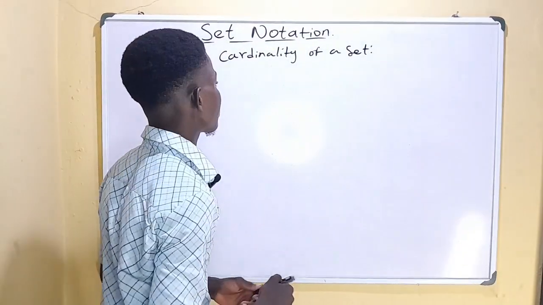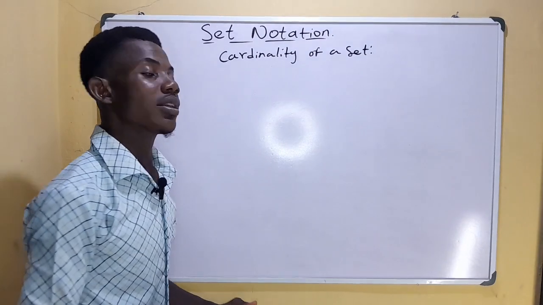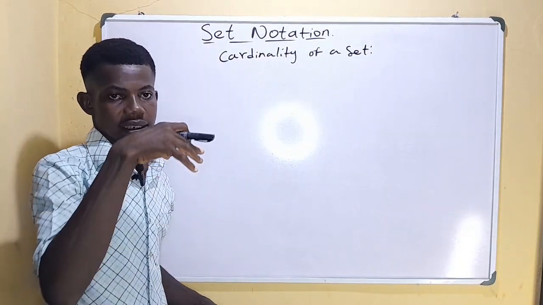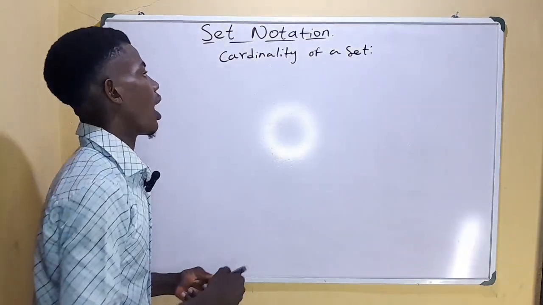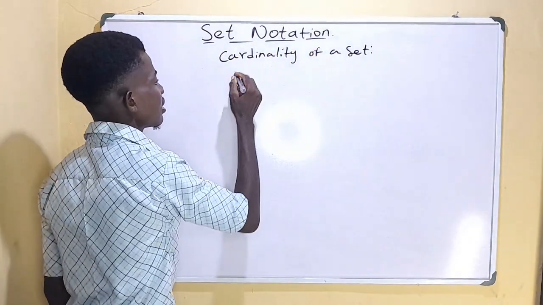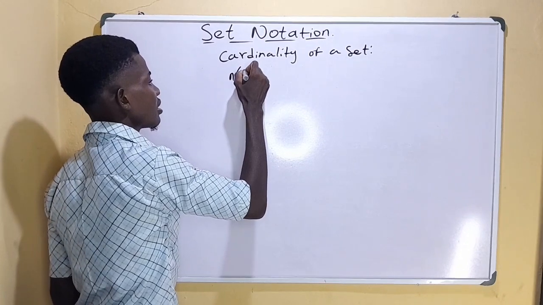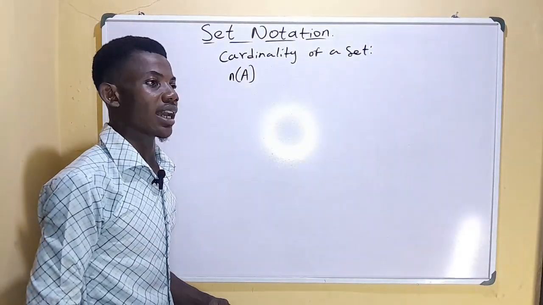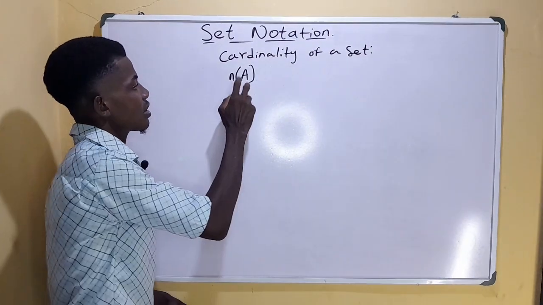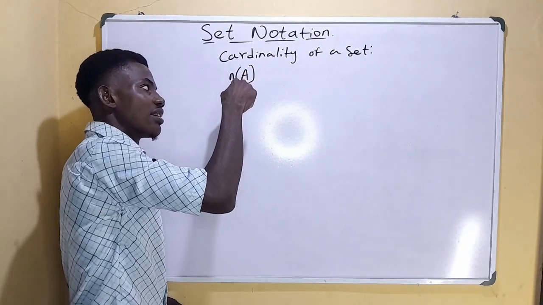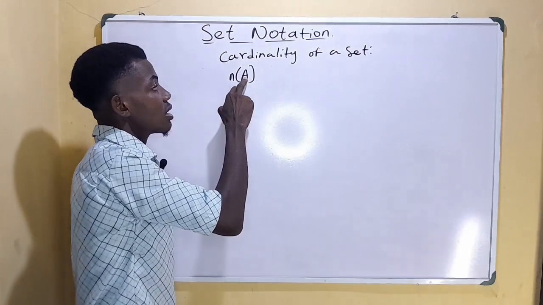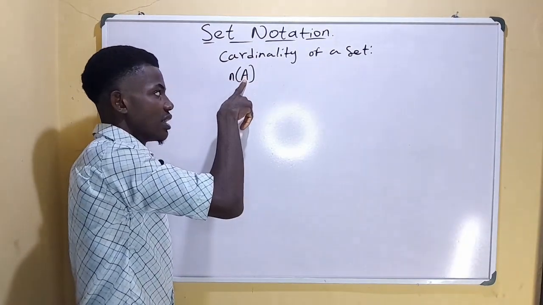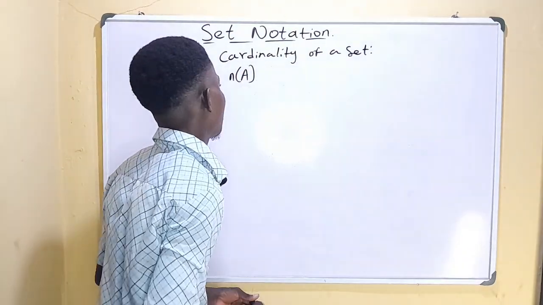Cardinality of a set. Cardinality of a set is the number of elements inside the set, and it is noted as this. We use this to denote the cardinality of a set. This thing means the cardinality of set A. This A means set A, while n means the number of elements inside set A.